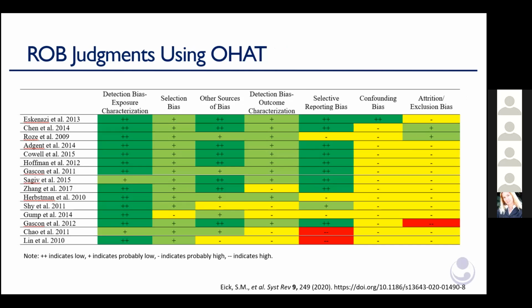This is what the NTP OHAT assessment looked like when we applied the tool. So again, it looks very similar in terms of the domains, but also you can see the coloring is very similar again. A lot of green, a little bit more yellow, but again, pretty similar across the domains. Nothing that was obvious in terms of a high risk of bias rating that was concerning.